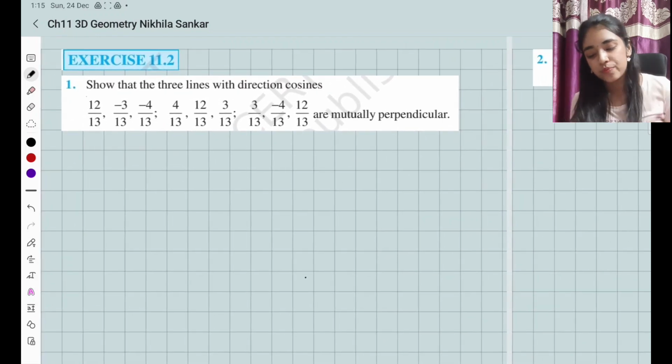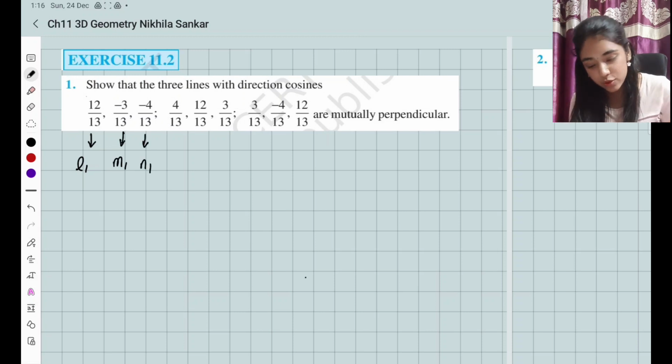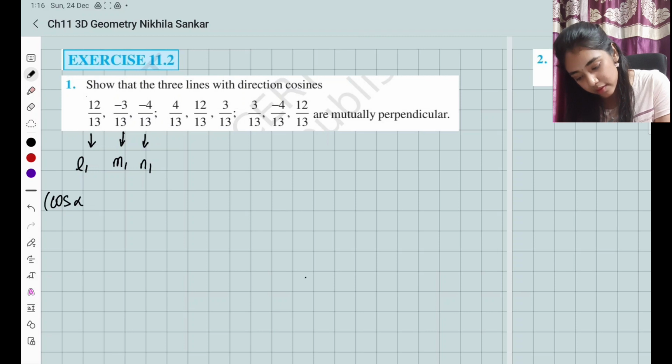Exercise 11.2. Show that the three lines with direction cosines are mutually perpendicular. What is given here? Direction cosines are given. So this is going to be L1, M1, N1. Correct? What are direction cosines? It is going to be cos of alpha of the first line, which can also be depicted as L1.